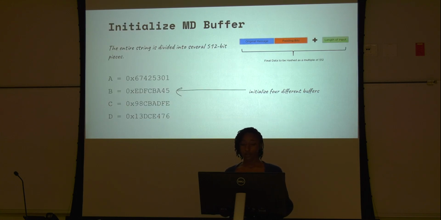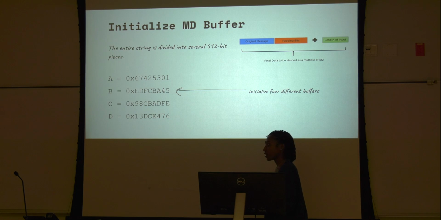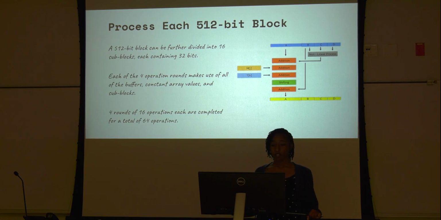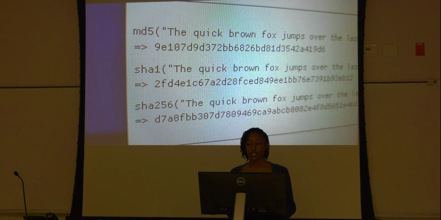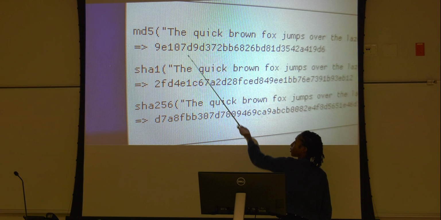Each of the 512 bits are going to be broken down and run through 4 different buffers. In this example, I just used these 4 buffers. Each of the 512-bit blocks is going to go through the 4 buffers, and it's also going to use different array values and subblocks, and then it's going to go through 4 rounds of 16 operations. Each are completed for a total of 64 operations for each 512-bit block, which sounds insane because it is. And then it creates outputs like these. So we just went over MD5.